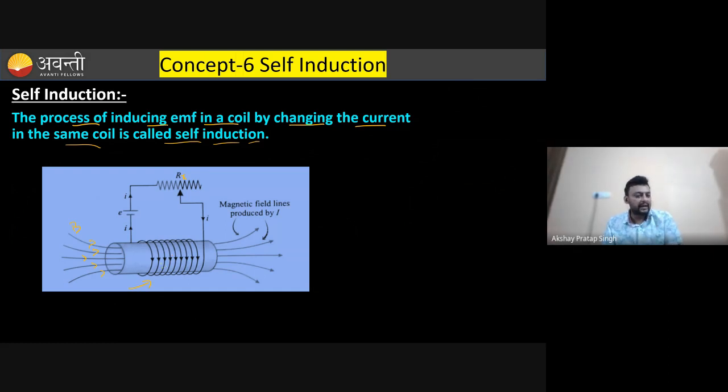Now, if this magnetic field changes, then magnetic flux will also change, because phi is equal to what? BA, or B dot A, you can say. So, flux will also change. This change in flux will create some EMF, which is known as self-induced EMF. I hope the concept is clear. What is self-induction?